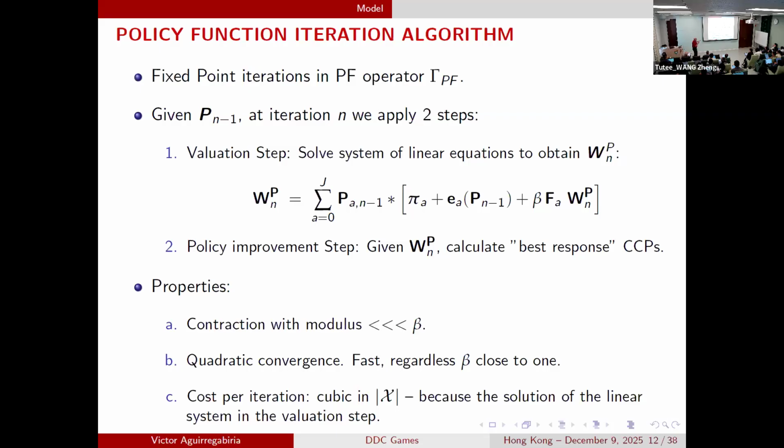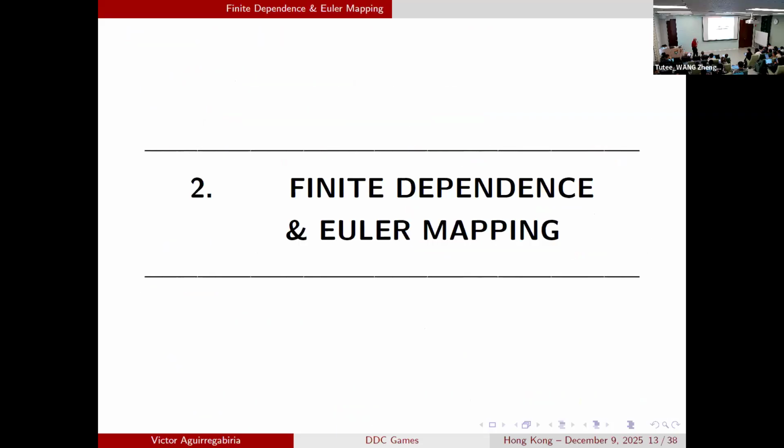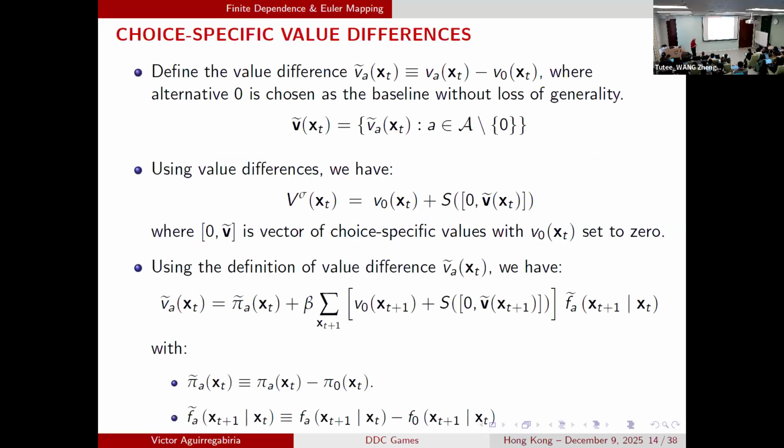Then a combination of these, as Bertel described, starting with value function iterations and eventually in the last stage doing a few policy function iterations, is the type of algorithm that we use to solve these models. And we use it, for instance, for counterfactuals or for nested fixed point or MTL. And let me now describe this other operator that we denote the Euler operator.